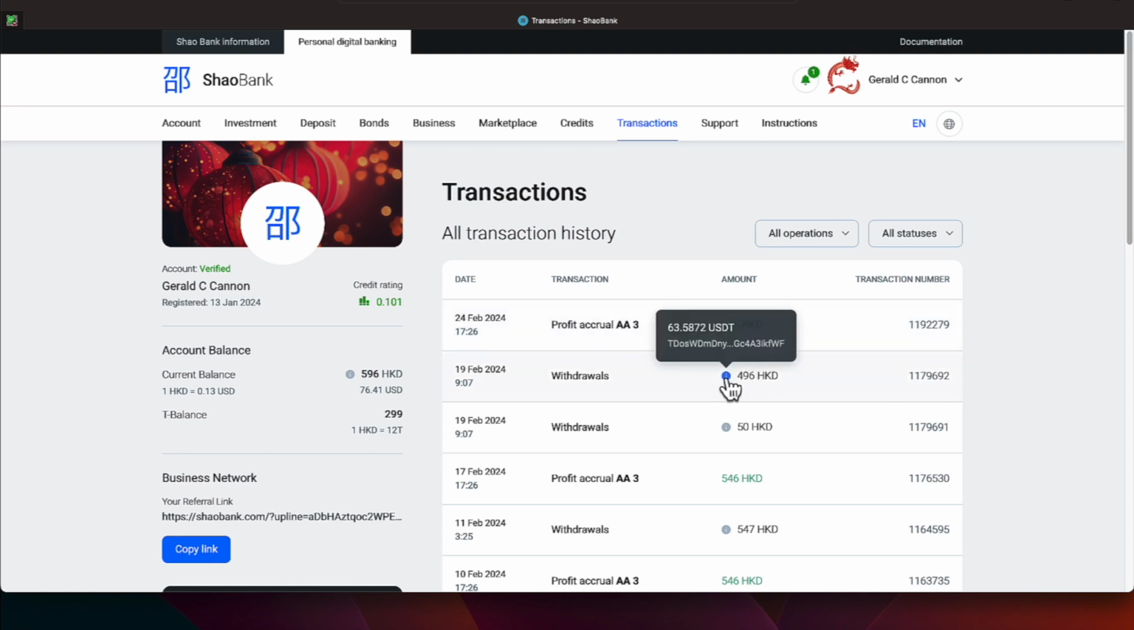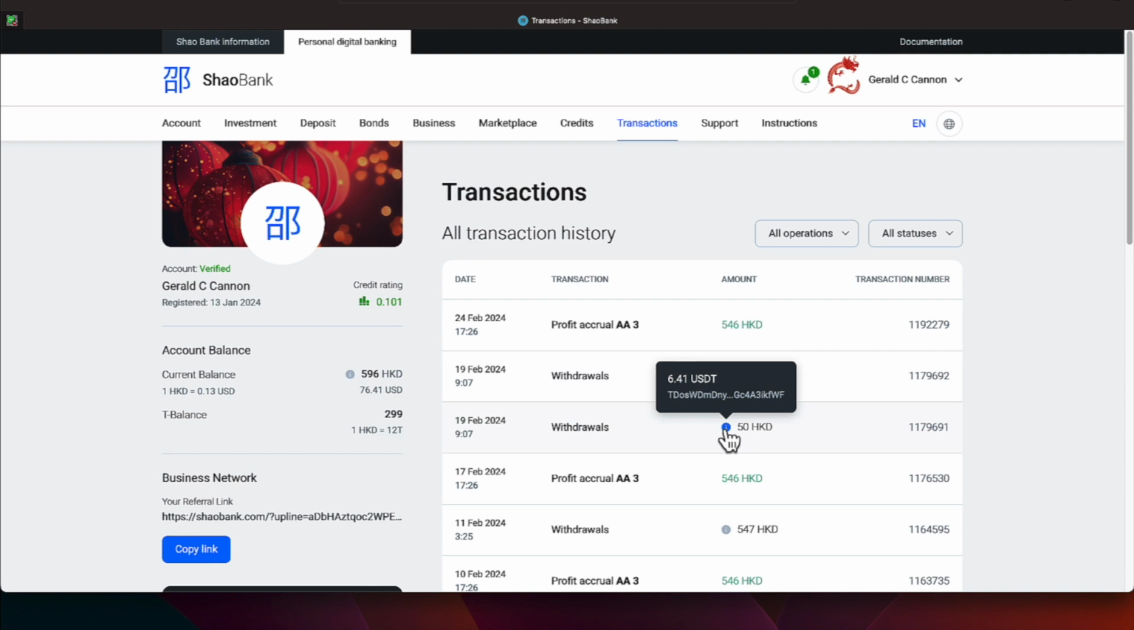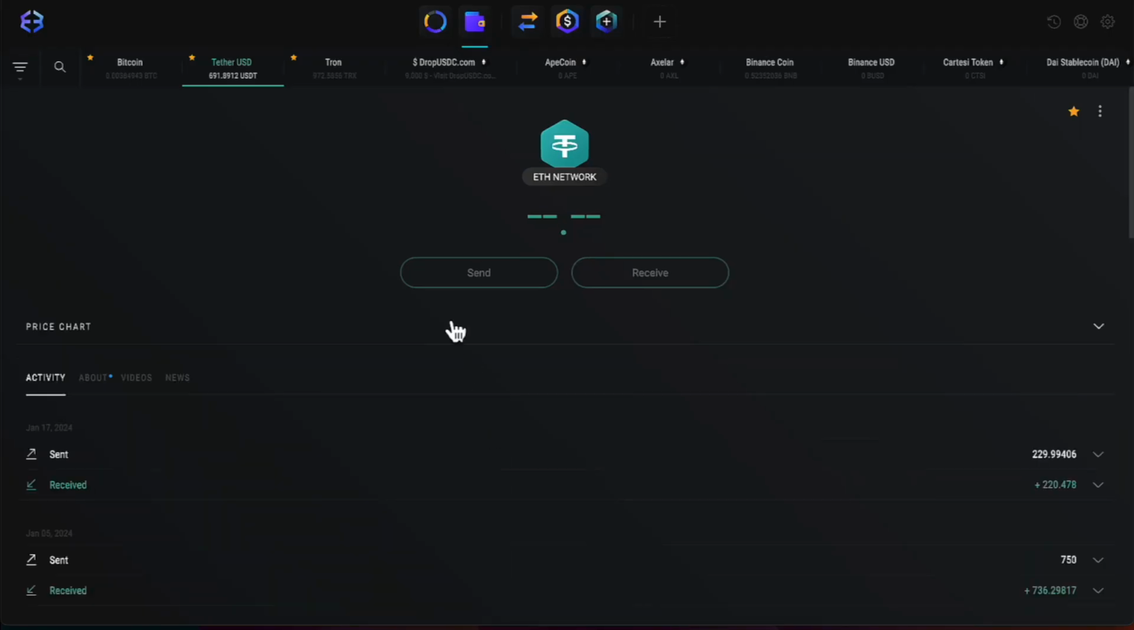And I can hover over this, everyone, and you can see it tells me that that withdrawal on the 19th of February was $63.58. And then the smaller withdrawal was $6.41. So I put those two amounts together because they went out on the same day. I'm going to head over here to my XS wallet and get logged in right quick. All right, the XS wallet is coming up, everyone.